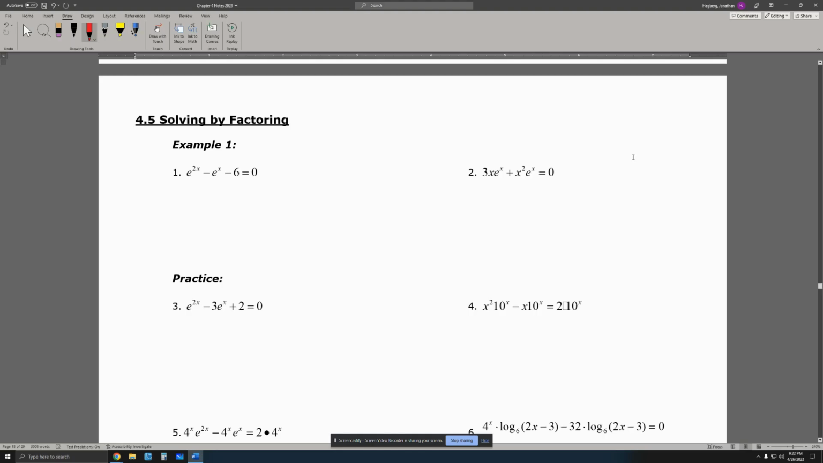Everyone. Today we're going to be continuing our notes on 4.5, solving exponential and logarithmic equations, but now we're going to learn a new method, solving by factoring. Let's look at this first example, e to the 2x minus e to the x minus 6 equals 0.